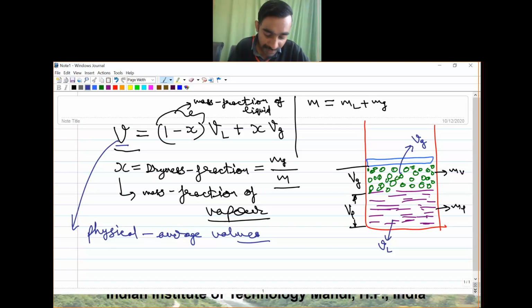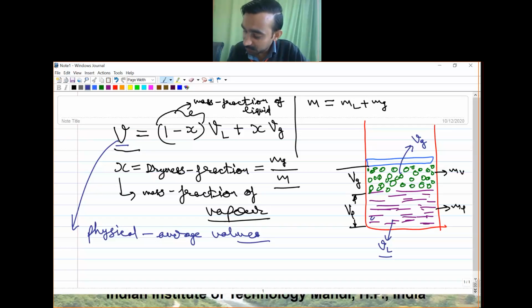The liquid and vapor phases have their individual specific volumes. Everywhere within the liquid portion we will have VL, and everywhere within the vapor phase we will have Vg. So we have individual values of specific volume for liquid and vapor, but what we get from this equation is an average quantity, a magnitude representative of the entire system's specific volume.